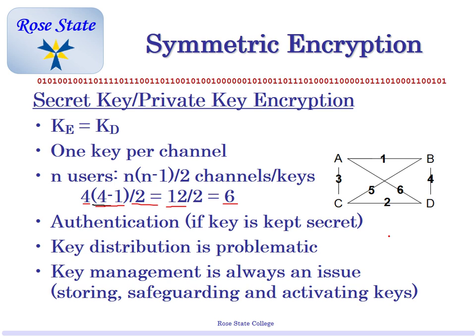So we have authentication as long as this key is kept secret. But we have a problem. How do I get the key to Josh? How do I get that there? That's tough. So distribution is problematic. Management is always a problem.